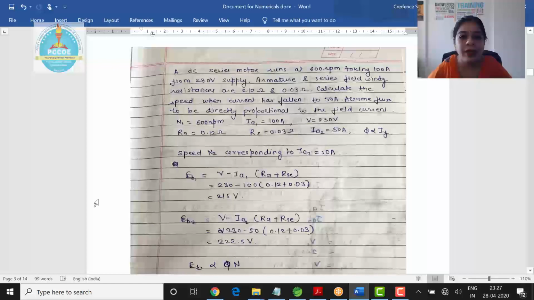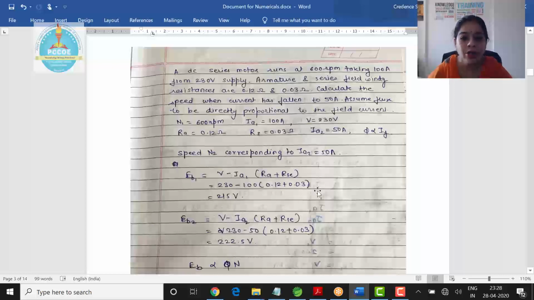First we will write down the given data. What is the given data? N1, the starting speed, is 600 rpm. IA1 is 100 ampere, V is equal to 230 volt. RA and RS are given, that is the armature resistance and series resistance. IA2 is equal to 50 and phi is directly proportional to IF. So what is given? First, at 600 RPM speed the current is 100, and if it falls to 50 ampere, what will be the value of the speed? First speed is given, I1 is given, at second current I2 what will be the speed that we have to calculate.